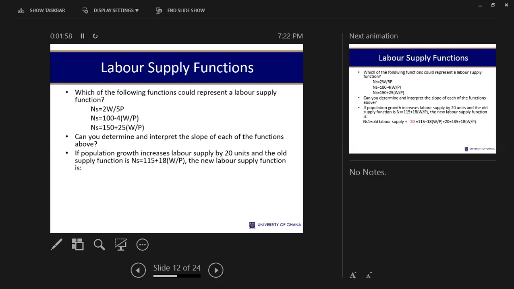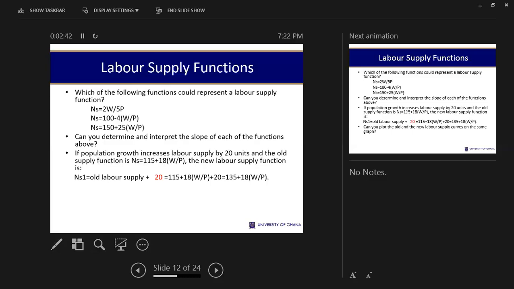The increase in population is 20 units. And this is the old labor supply function. So we want to look at the effect of this increase in population. So this is going to be the new labor supply function. Just add the 20 to the old labor supply function. When you add 20, it's going to be part of the intercept. So instead of 115, we are now going to get what? 135 and then 18W over P.